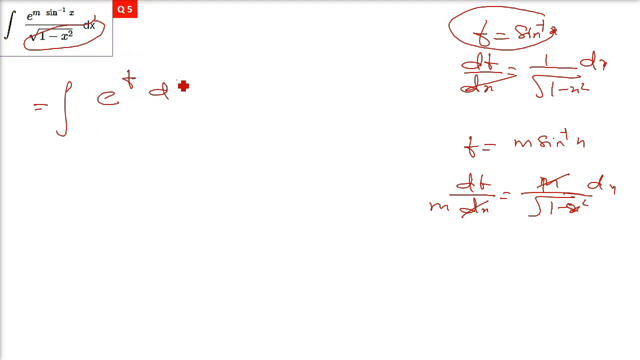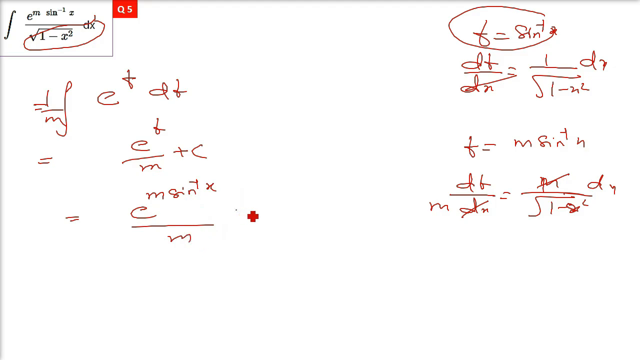So e raised t dt, m goes in the denominator. We are taking it outside because it is a constant already. Integration of e raised t will be e raised t only. Integration of e raised x is e raised x. So e raised t, just replace t by sine inverse x now. M is already there in the denominator. So the final version is e raised m sine inverse x by m plus constant of integration.